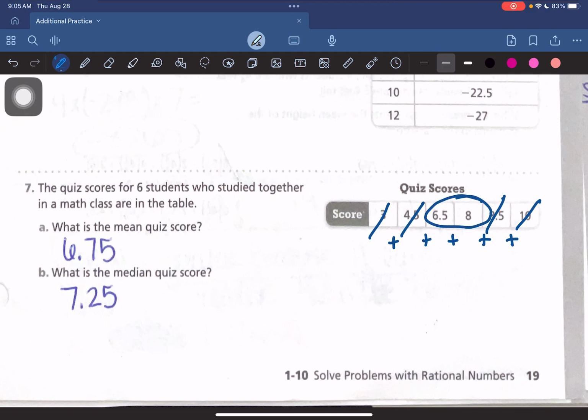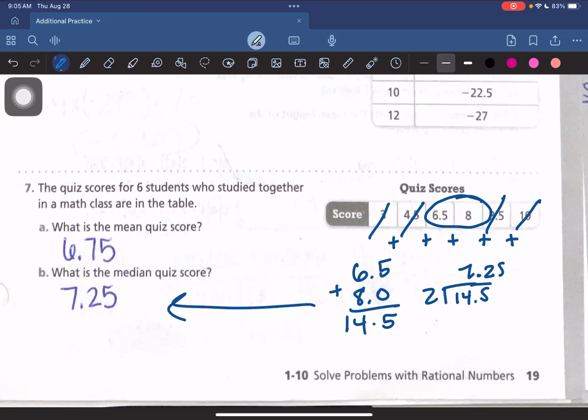So when we have 2 left, what we have to do is take that middle one and that middle one and add them up. We get 14.5. I added 2 up, so I'm going to take that average. I'm going to divide by 2, and I do get 7.25. So the median quiz score was a 7.25.